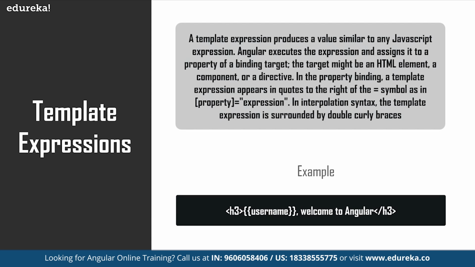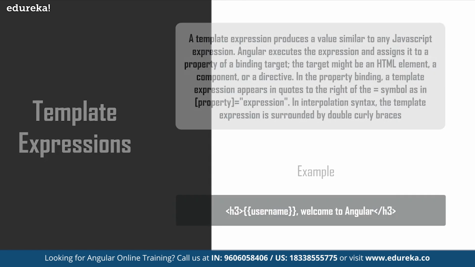In the property binding, a template expression appears in quotes to the right of the equals symbol, and in interpolation syntax, the template expression is surrounded by double curly braces. And this is an example. So the example out here is username. So out here, the expression is username and it is surrounded in double curly braces.